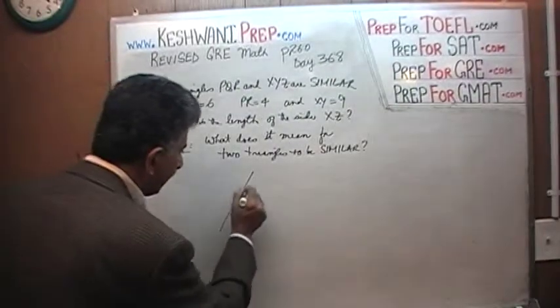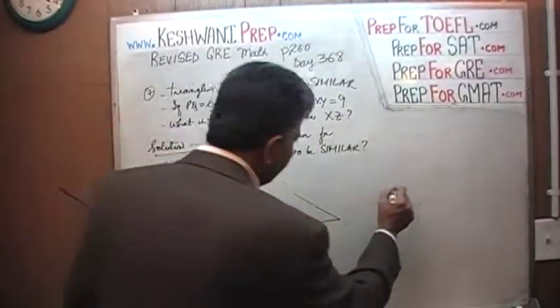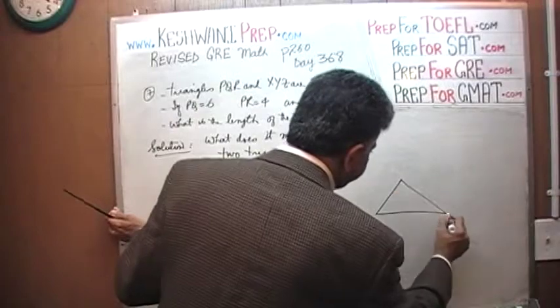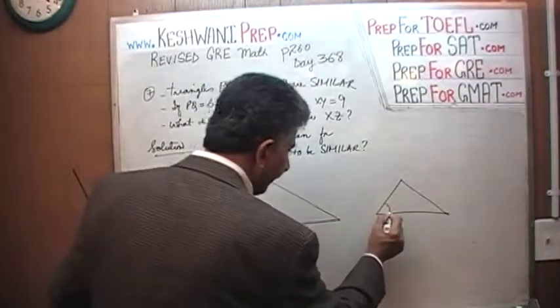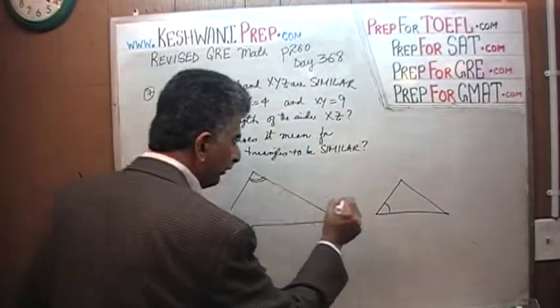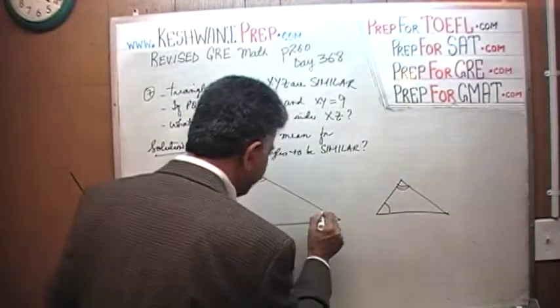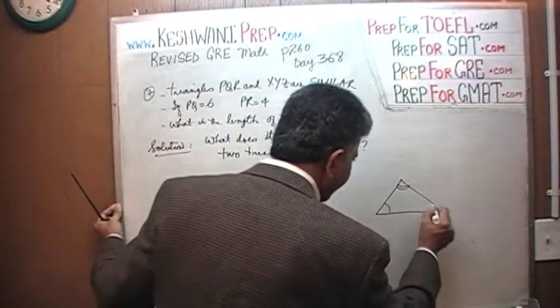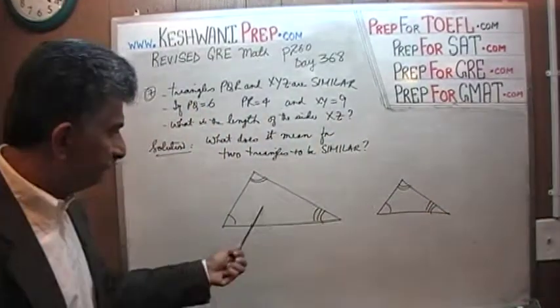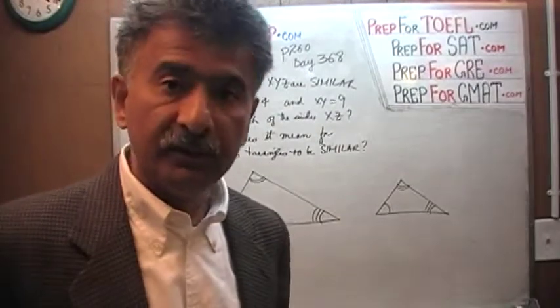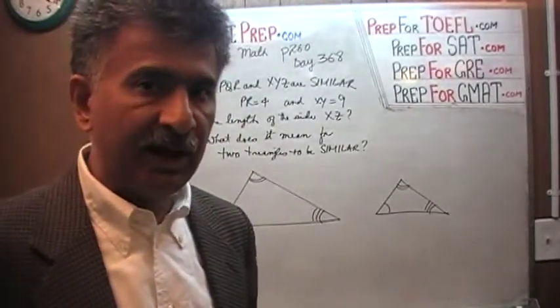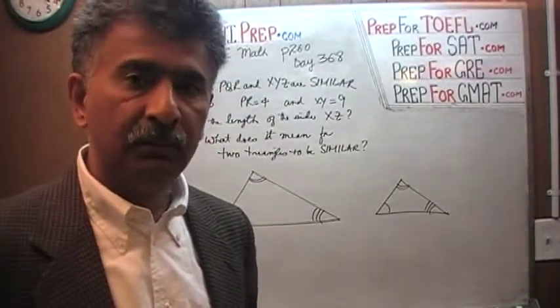Say, for example, we have two triangles here. One triangle looks like this, the other one looks like that. If we are told that this angle equals this angle, and this angle equals this angle, and this angle right here equals exactly this angle, then these two triangles are said to be similar. Now what does it mean? It means that the sides of the two triangles are going to be proportional.